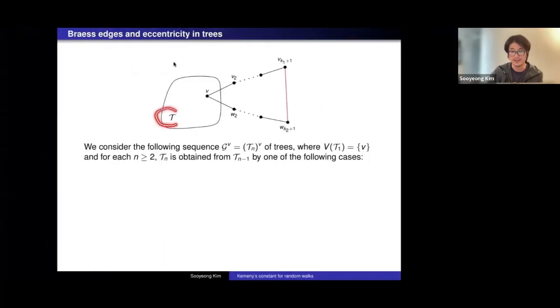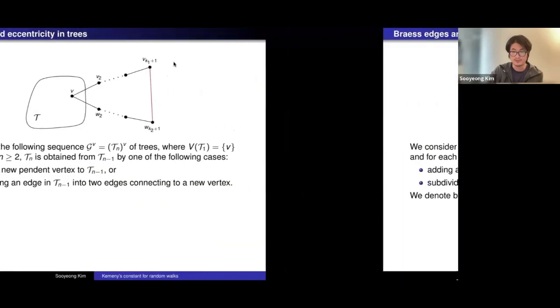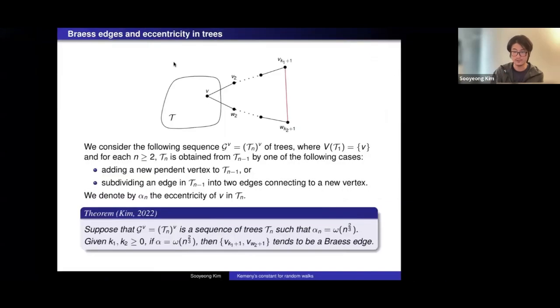We have a tree here, and we have a bunch of paths here. I want to see if this edge becomes a Braess edge or not. So this was my question. I have verified that, so let me simply say: if the eccentricity of this vertex v is getting larger and larger, then this is going to be a Braess edge. The eccentricity, the farthest distance from v, is getting longer and longer, then this becomes a Braess edge.